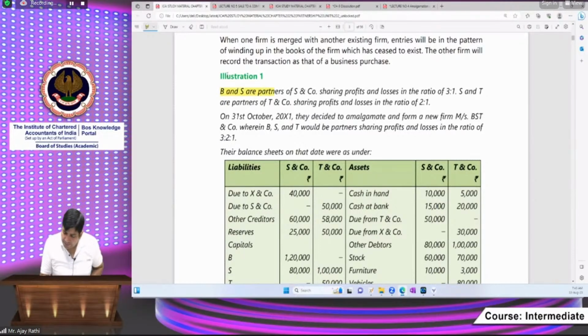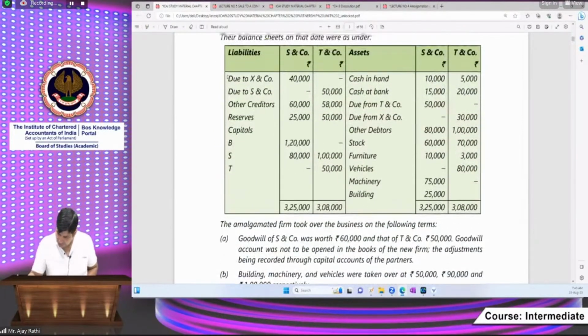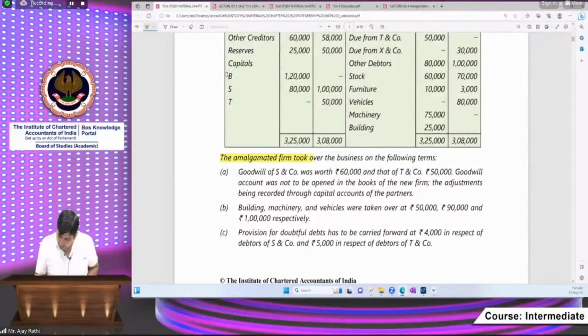B and S are partners in one firm having the same ratio. S and T are partners in another company having the ratio. On 31st October, they are being merged into a new partnership firm where all the partners will be there, B, S, T, in the ratio 3:2:1. I think I have solved this in the last class also. They have been amalgamated on the basis of such. Goodwill is there. The question says the goodwill adjustment is being recorded through capital. That means it does not have to appear in the books.